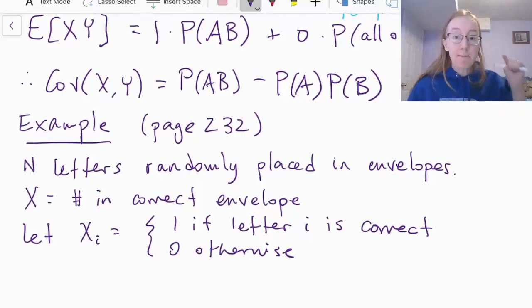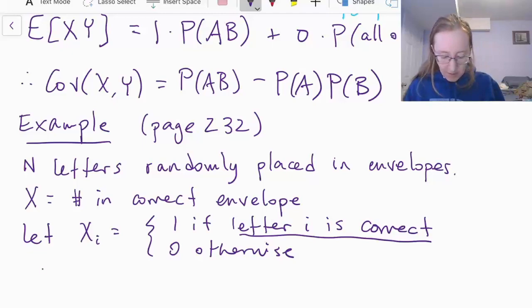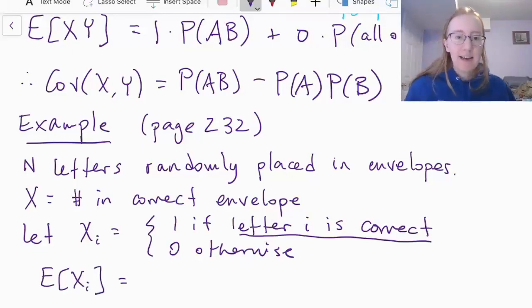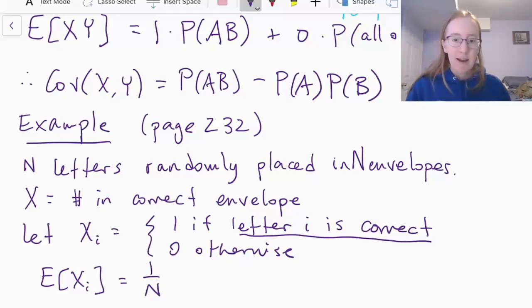And if you can figure out the probability of that happening, like this is our event, if you know the probability of that, that instantly tells you the mean of xi and the variance of xi. So we can think about that. What's the probability of a single letter happening to go into the correct envelope? Ignoring everything else that's going on, there's n envelopes, and one of them is correct, so it's just 1 over n. And that's how simple indicator variables are.